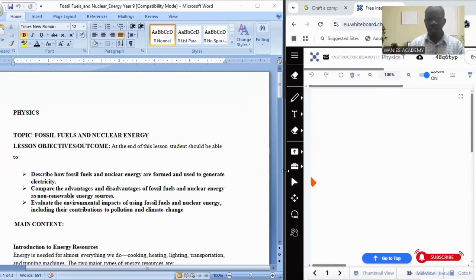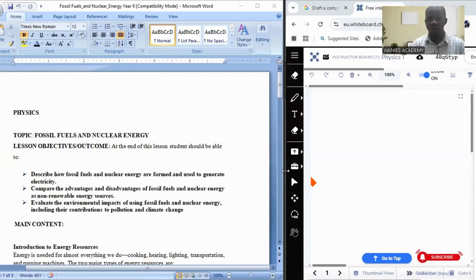Today we're looking at fossil fuel and nuclear energy. When we talk about fossil fuel and nuclear energy, all of these are products of chemical reactions.